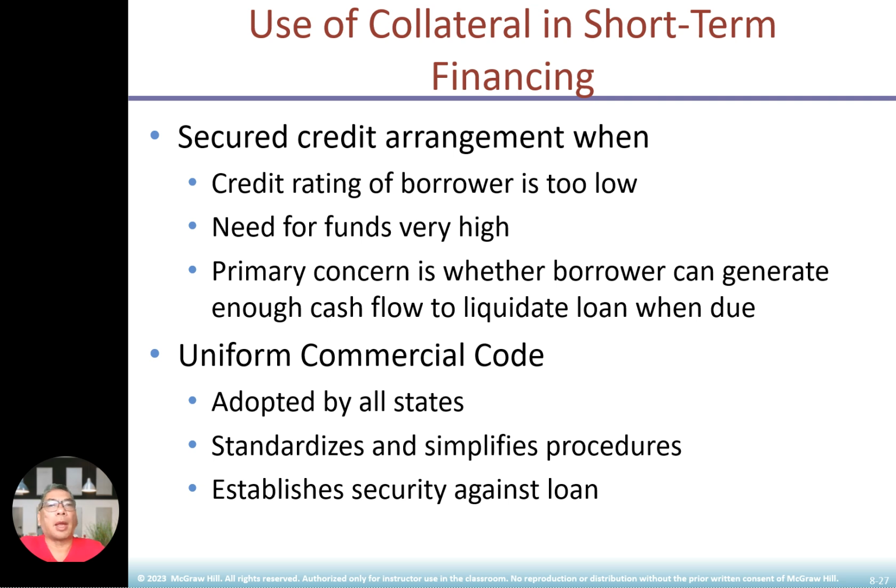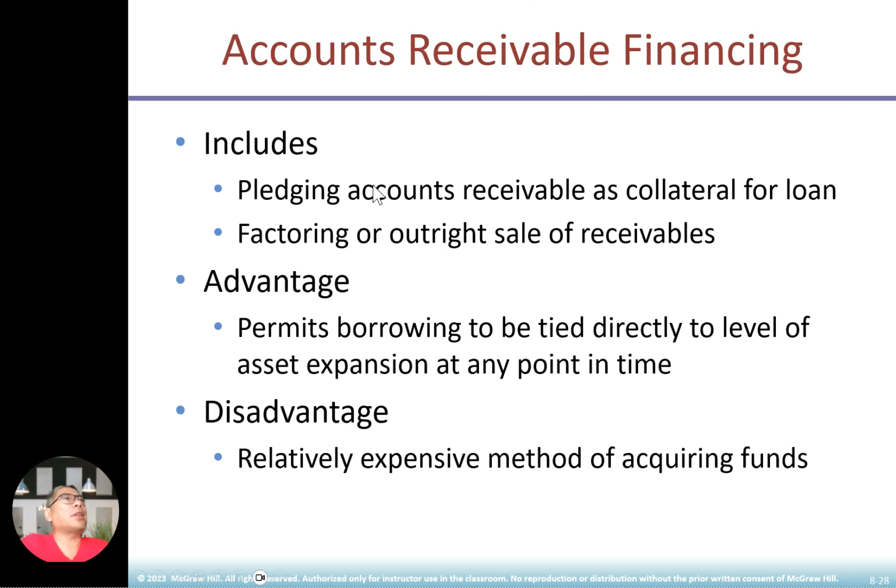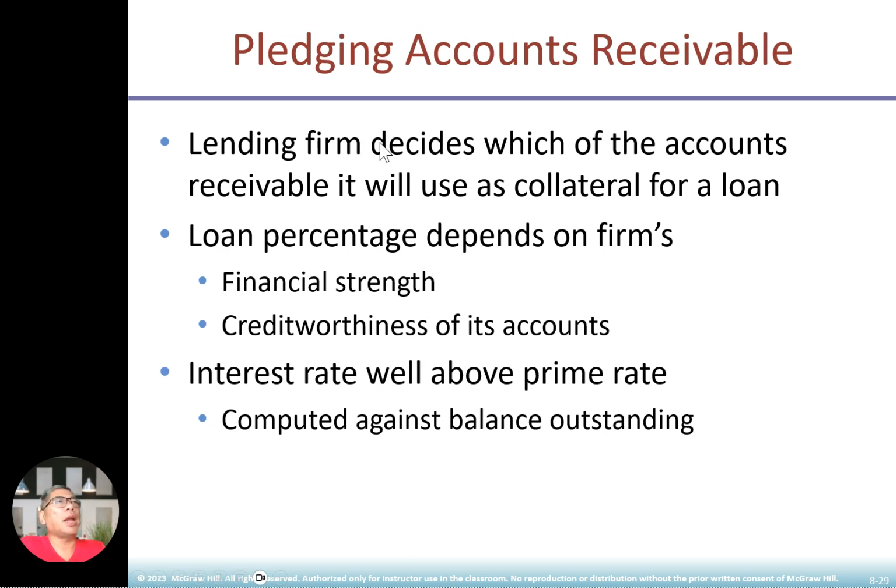Okay. In terms of accounts receivable financing, it includes pledging accounts receivable as collateral for a loan, or factoring, the outright sale of receivables. The advantage is that it permits borrowing to be tied directly to the level of asset expansion at any point in time. The disadvantage is that it is a relatively expensive method of acquiring funds. The lending firm decides which accounts receivable you can use for the loan. Usually, the loan percent depends on the firm's financial strength and the creditworthiness of its accounts. The interest rate is well above the prime rate, charged against the balance outstanding.